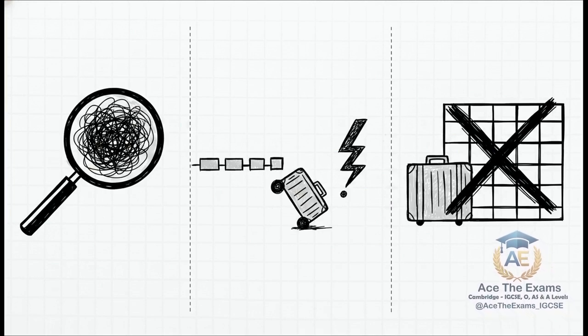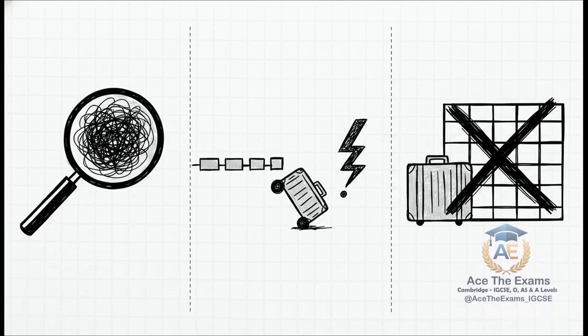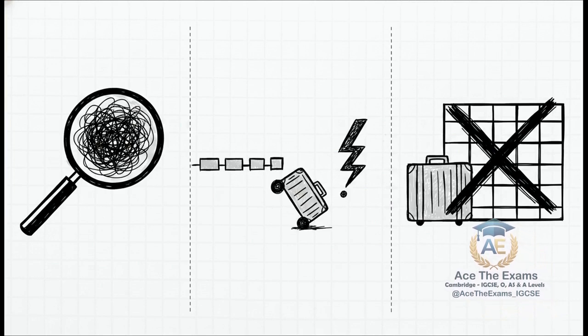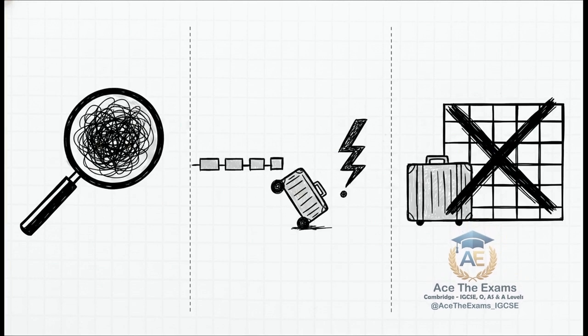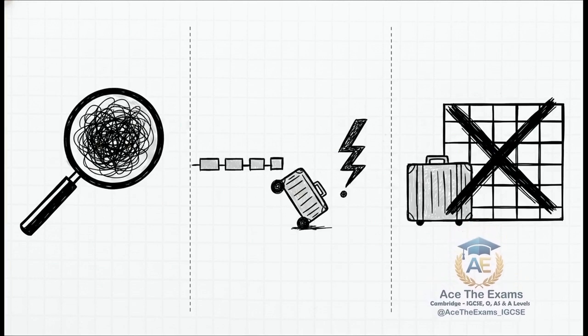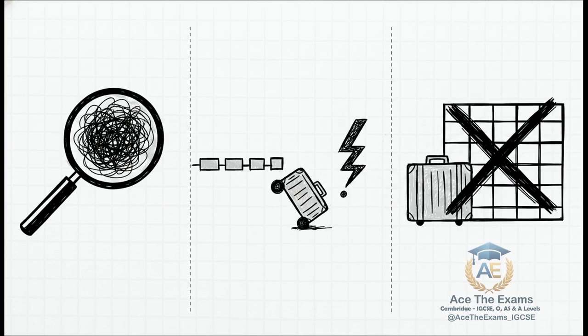Threat number 2, ignoring vital boundary conditions. If you don't check if a queue is empty before trying to dequeue an item, your algorithm crashes and so does your grade. And threat number 3, the biggest one, completely failing to apply your knowledge to the given context. If the question is about an automated airport luggage routing system and you write a generic, memorized textbook answer about integers in a 1D array, you will lose the application marks completely.